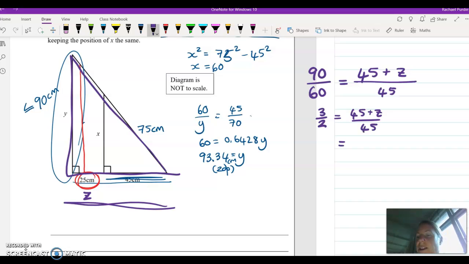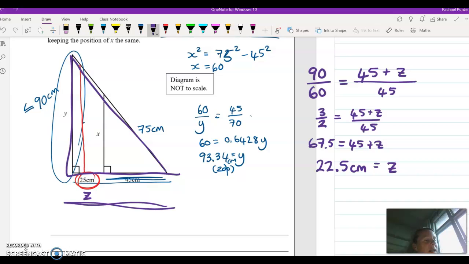We can now multiply, so you can see where our algebra comes in handy. Multiply 45 by 3 over 2. So 1.5 lots of 45. We'll use my calculator for that. 45 times 1.5. So I've got 67.5 equals 45 plus z. And then we can minus 45 off that. And that gives us 22.5 centimeters for z.